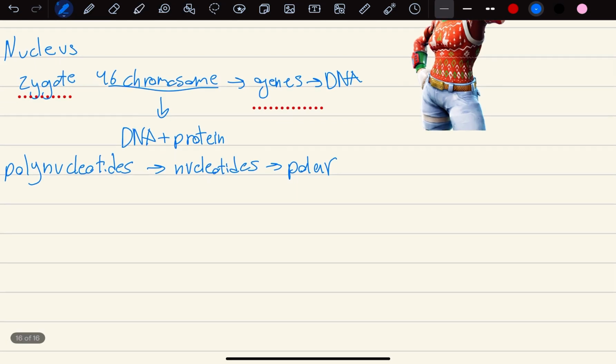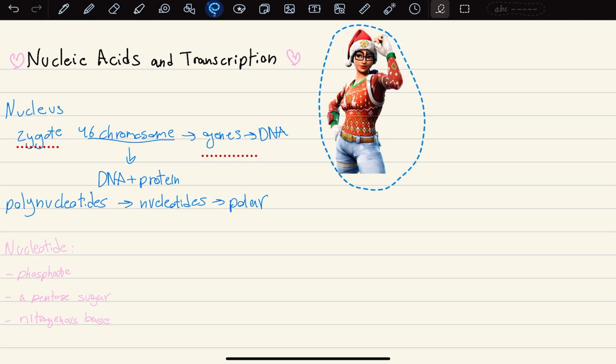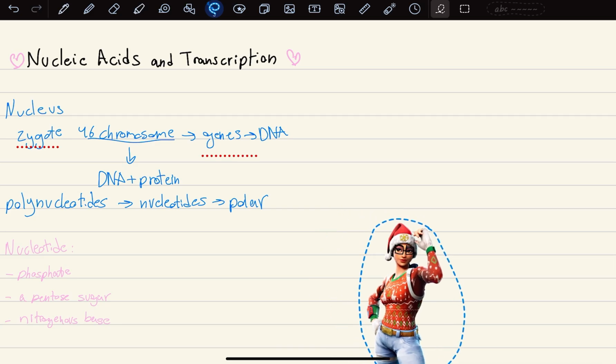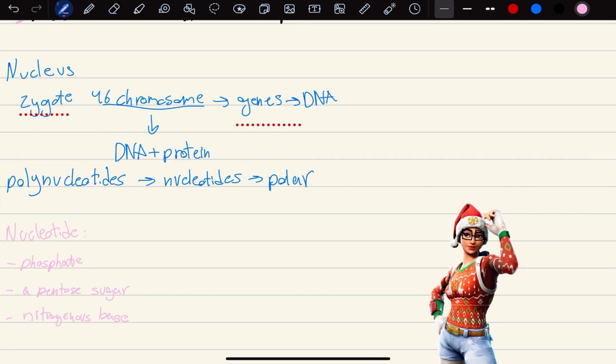So, each nucleotide, let's do pink, nucleotide, has three parts. It has a phosphate group. It has a pentose sugar. And a nitrogen base. Okay, hold on. Let's bring her here so she can see. Okay, right here. So, a nucleotide has a phosphate group, a pentose sugar, and a nitrogenous base.